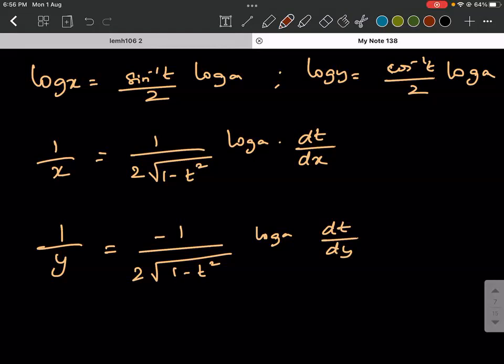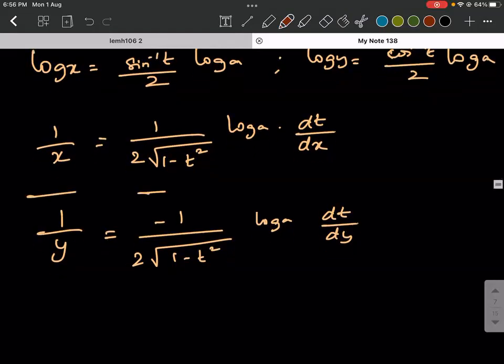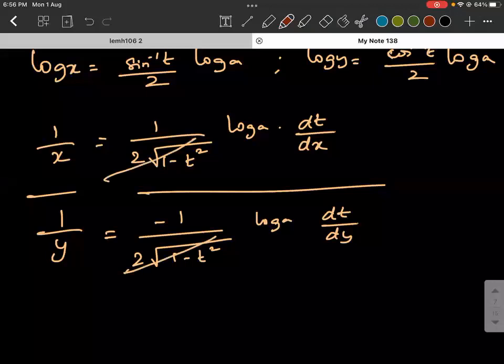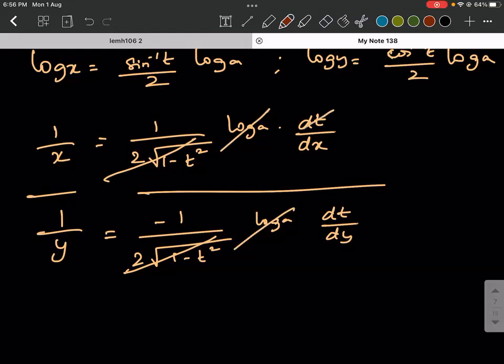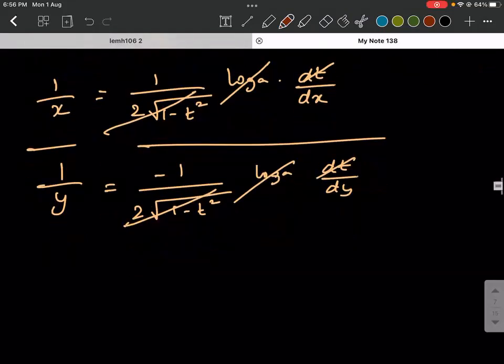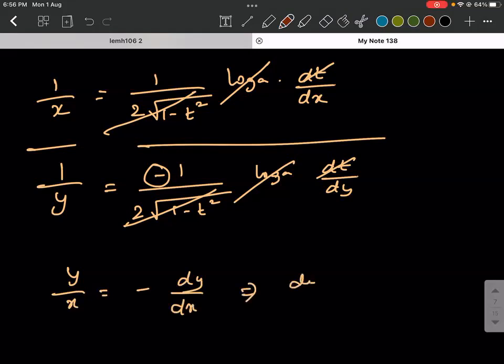So just divide both. If I divide both the expressions, observe what will happen. 2 root of 1 minus t square gone, log a gone, dt gone. So you have minus on the left hand side. Don't forget this minus. y divided by x is equal to minus dy by dx.